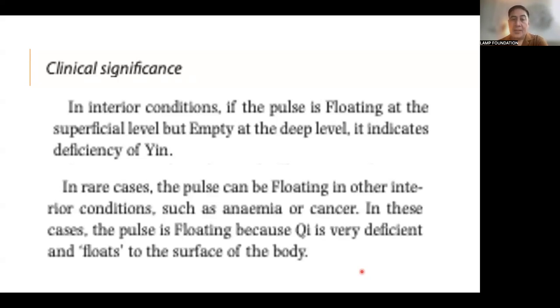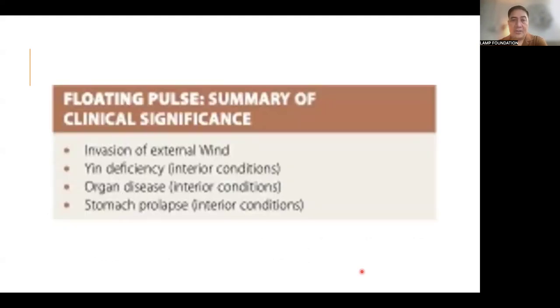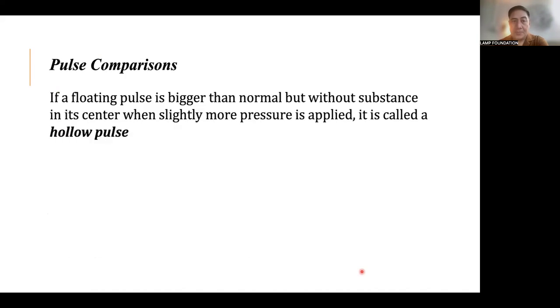In rare cases, the pulse can be floating in other interior conditions like anemia or cancer. So this is quite rare. In these cases, the pulse is floating because qi is very deficient and it floats to the surface of the body. So take note, anemia or cancer. To summarize, the clinical significance of floating pulse includes invasion of external wind, yin deficiency, organ disease, and stomach prolapse, which are interior conditions.